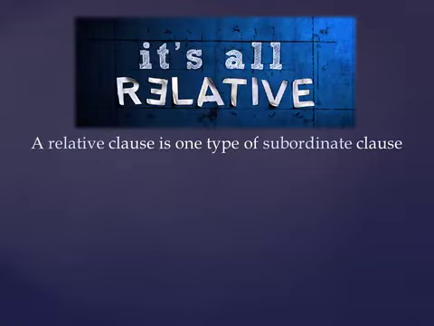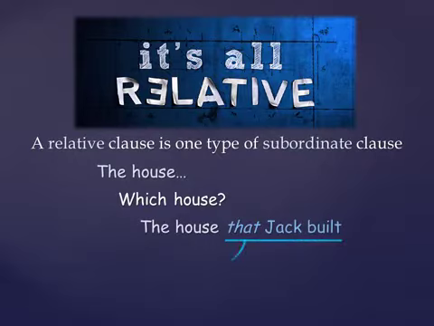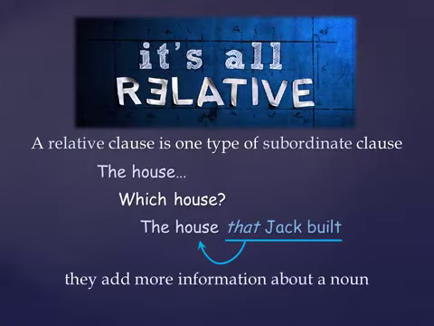So if we take the phrase, the house, we might ask, which house? The house that Jack built. The clause, that Jack built, identifies which house we're talking about. In this way, relative clauses add more information about a noun, like an adjective would do, but they allow for much more content than we could ever achieve just using an adjective. Finally, the noun which they qualify is called the antecedent noun.